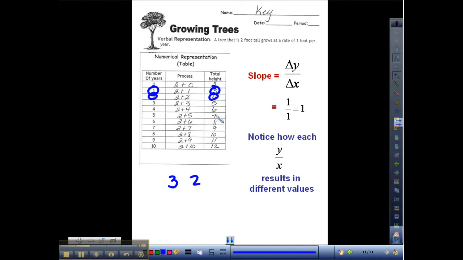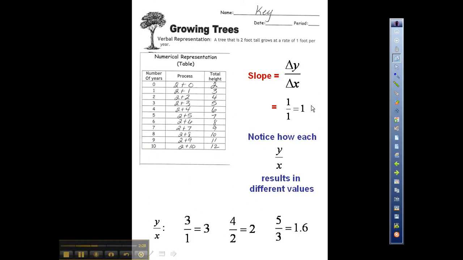Let me find an easier one to do. None of the rest of them are easy. 12 divided by 10 reduces to 6 over 5. Is it the same as these numbers here? No. Do you have a constant of proportionality here? No, not like we did with direct variation. We're not getting the same numbers when we take each y and divide by each x.